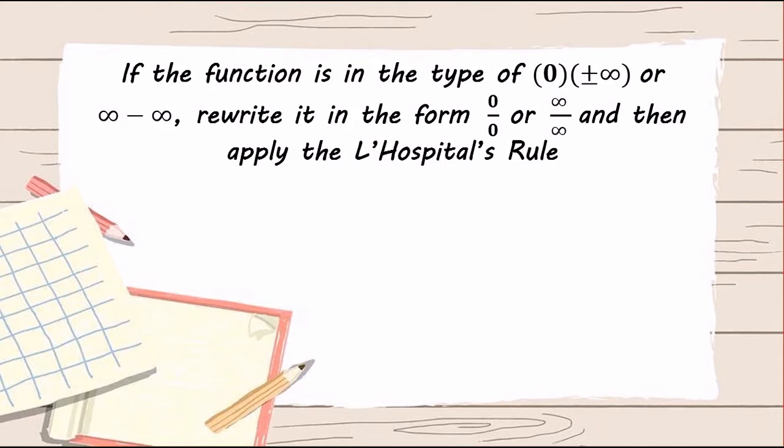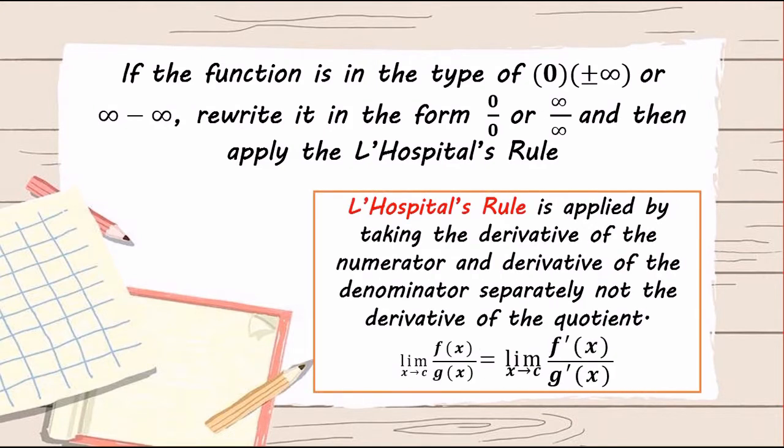L'Hospital's rule works great on the two indeterminate forms 0 over 0 and infinity over infinity. So let's again define L'Hospital's rule. It is applied by taking the derivative of the numerator and the derivative of the denominator separately, not the derivative of the quotient. The limit of f of x over g of x as x approaches c is equal to the limit of f prime of x over g prime of x as x approaches c.